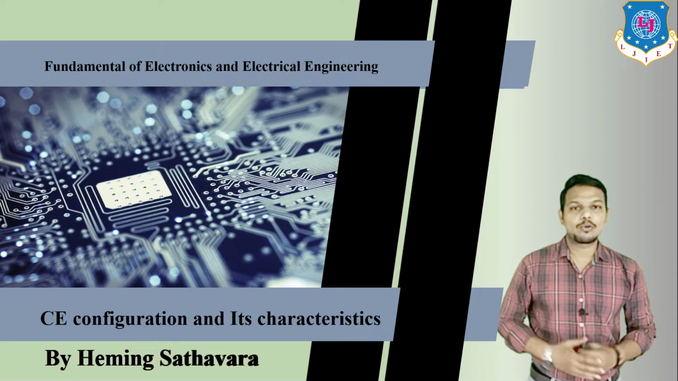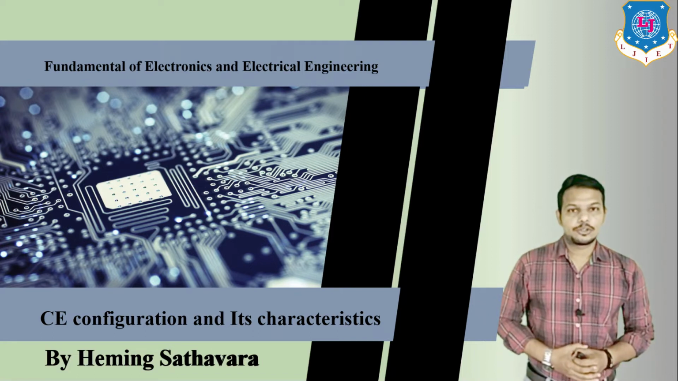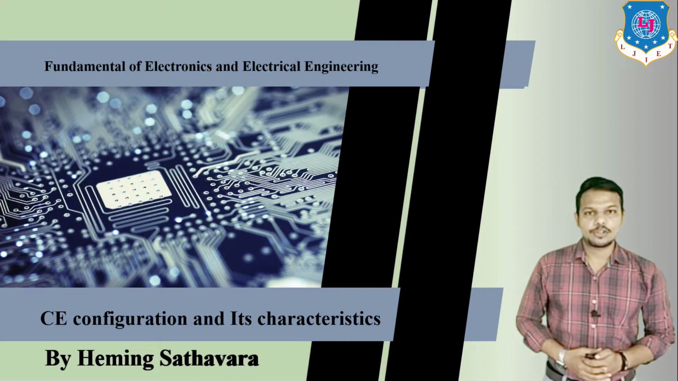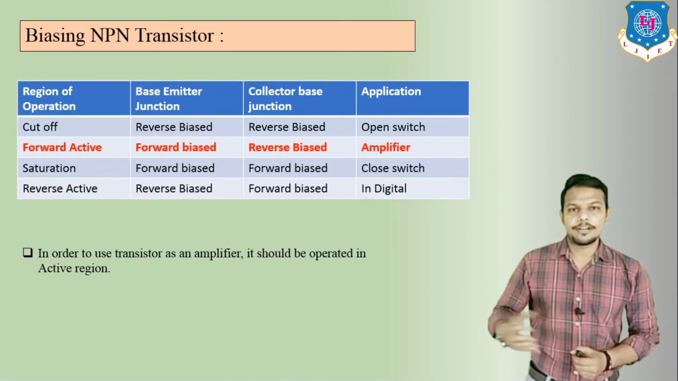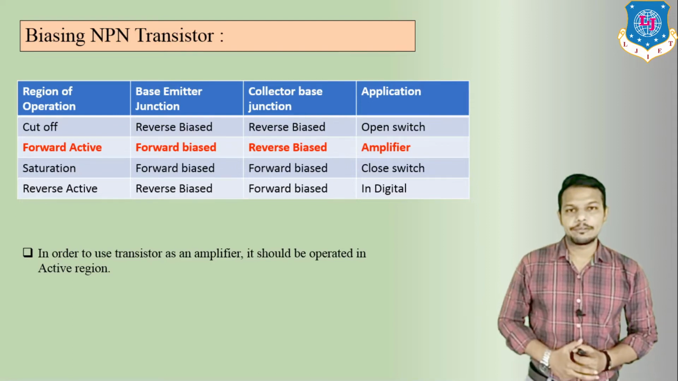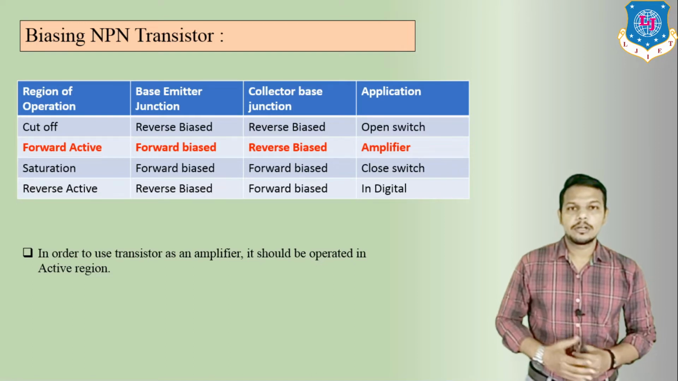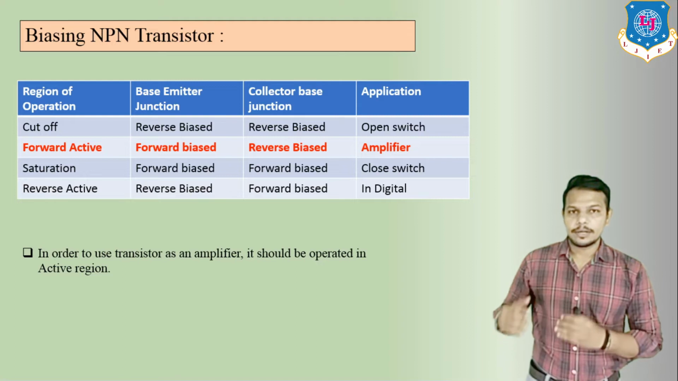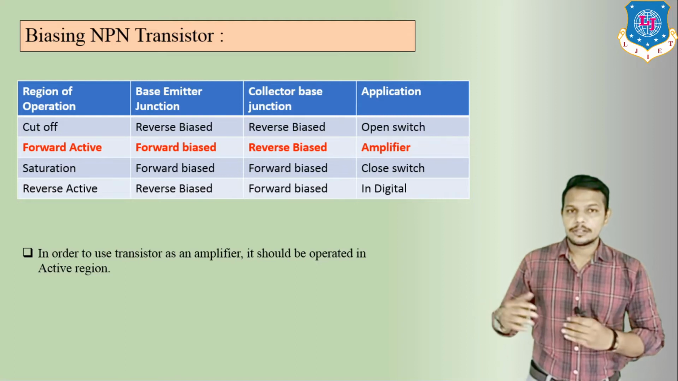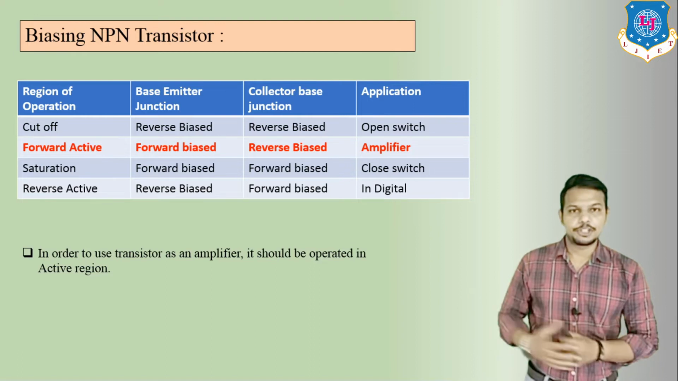We are going to discuss CE configuration and its characteristics. So don't waste time, let us start this topic. Here we have seen various types of operation: cutoff, saturation and active. In today's topic we are going to discuss the active region, because in order to use a transistor as an amplifier, it should be operated in the active region.